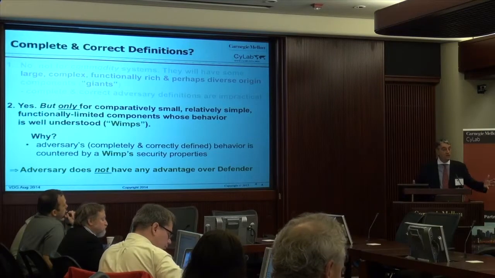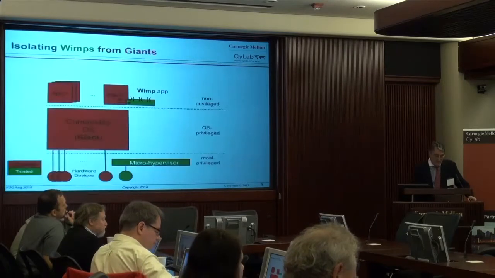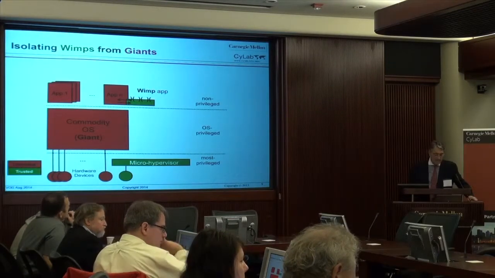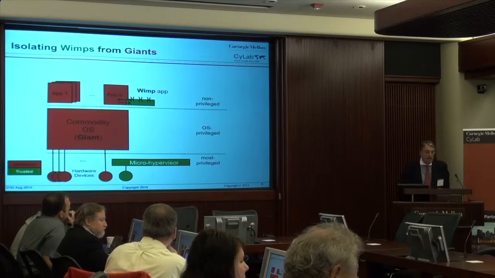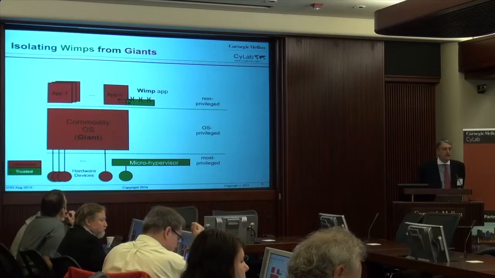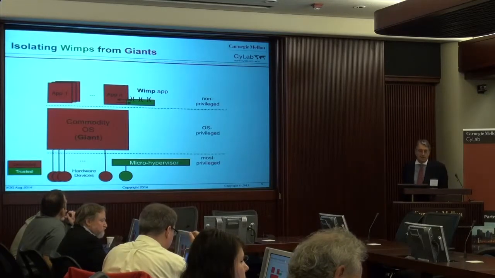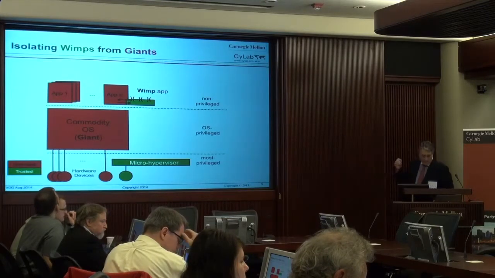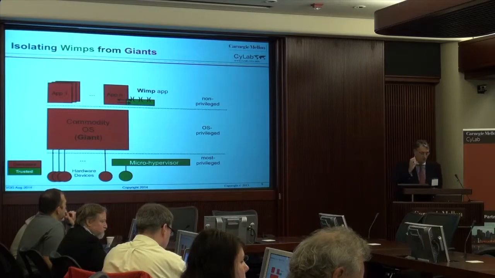Okay, so now the world is WIMPs and giants. And you've seen this picture before. Basically, the red part are our giants. Red because they are penetrated by the adversary. The green part are our trustworthy components, which have properties which counter all adversary behaviors. And these components, like if you notice in the application, we have a WIMP application.